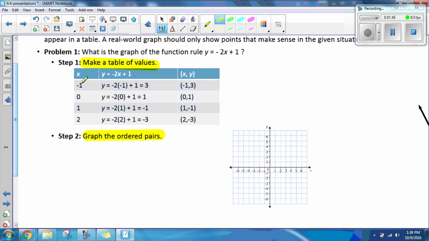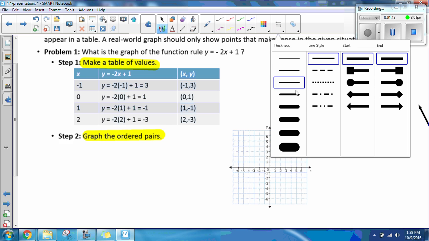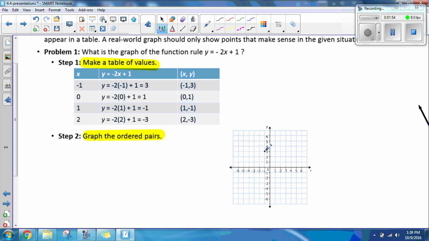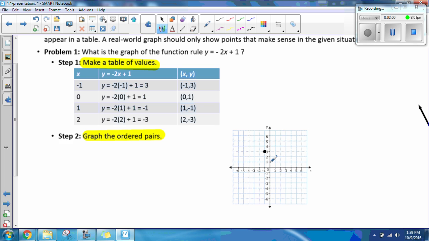So let's graph these points. And we have at negative 1, y equals 3. At 0, y equals 1. At 1, y equals negative 1. And at 2, y equals negative 3.